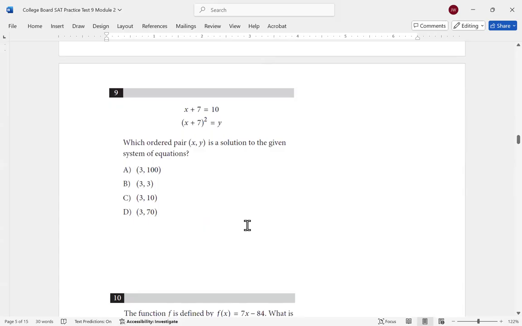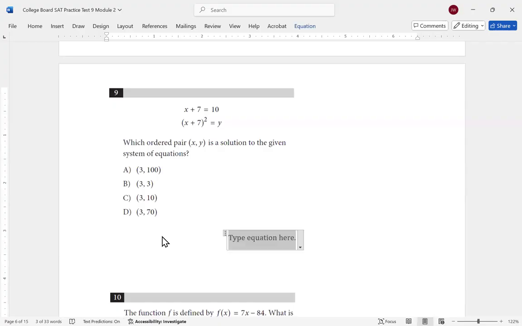Question 9. Which ordered pair is a solution to the given system of equations? Now, you can do this in a couple ways. You can plug in all of these ordered pairs and just check them if you'd like, or you can solve this system of equations because it's actually pretty easy to solve.